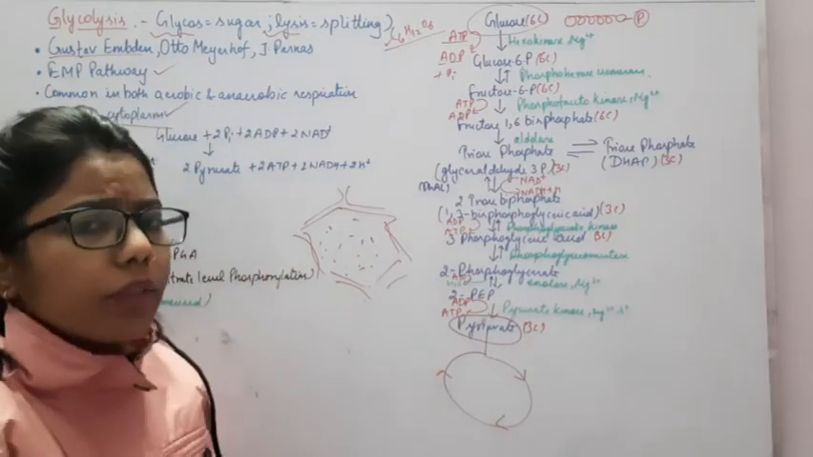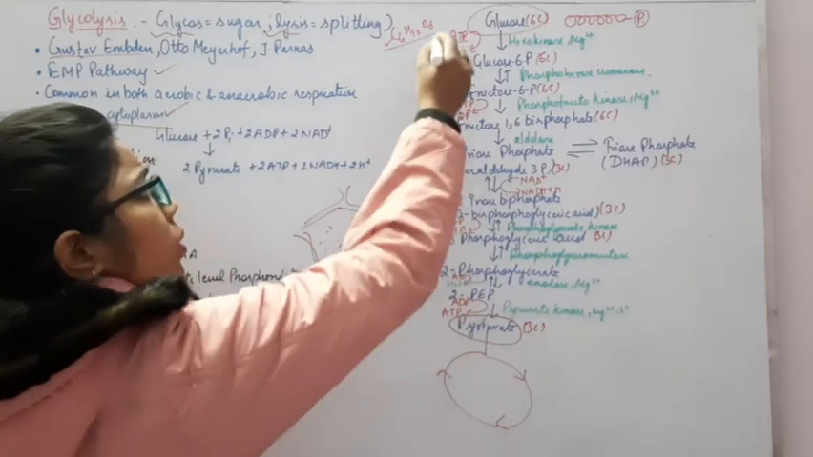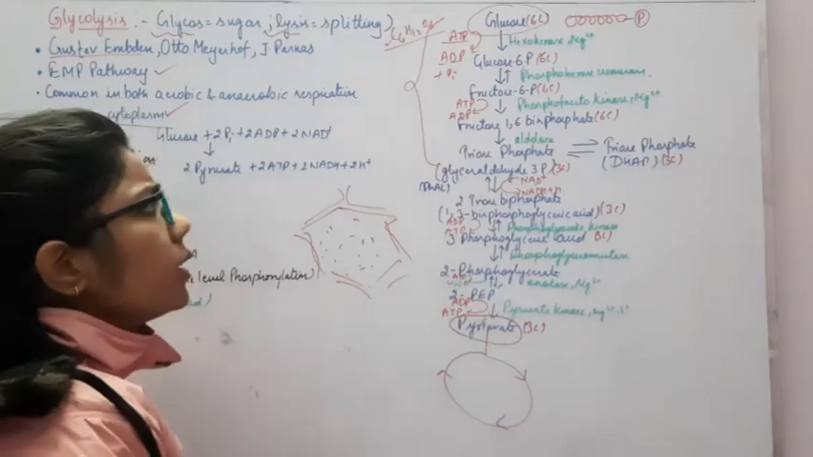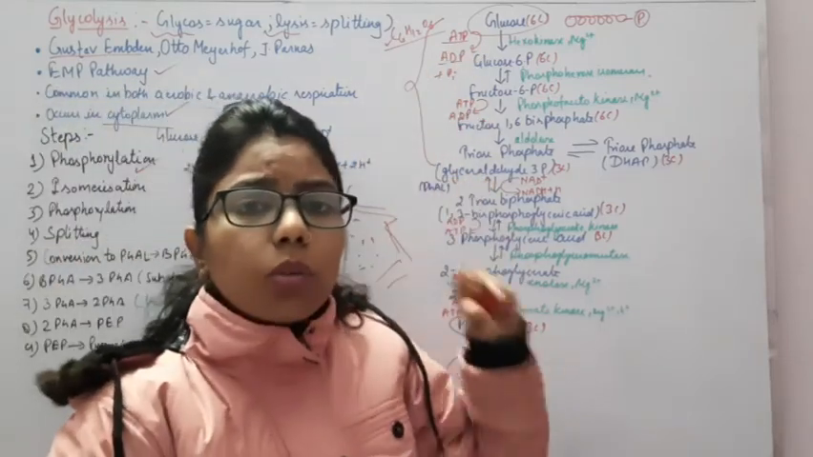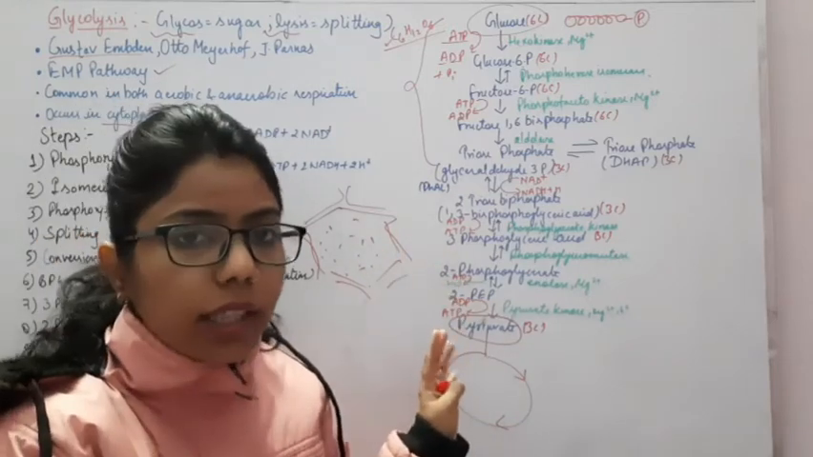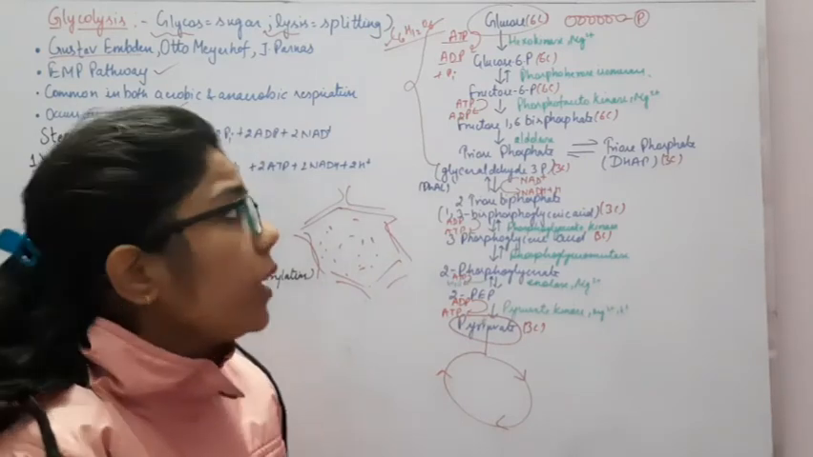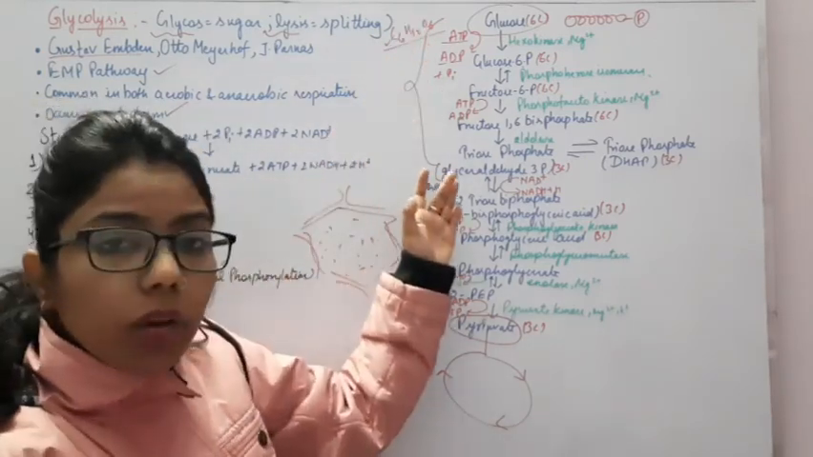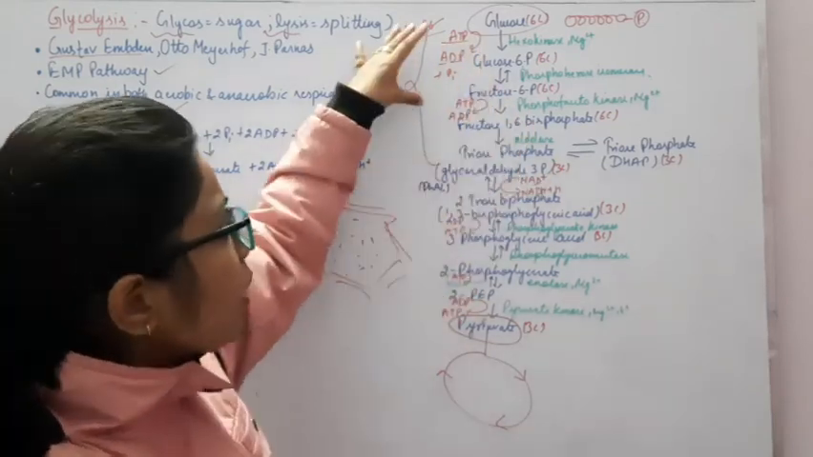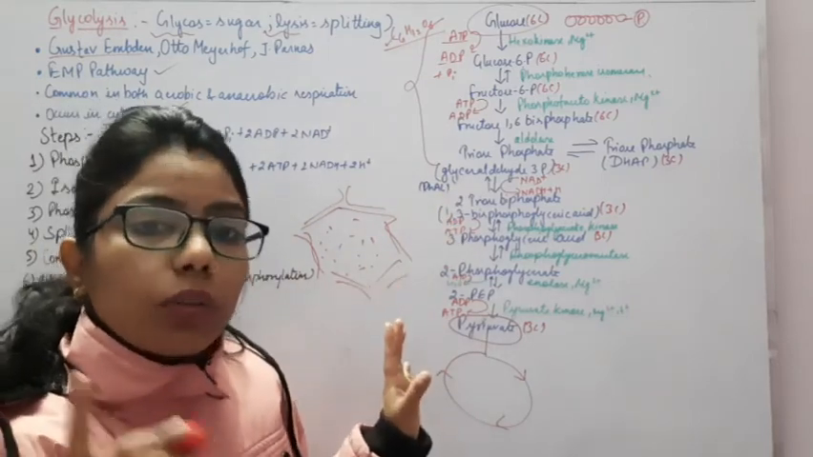One more important thing I have to discuss here: these are the different steps, right? If I talk about the steps up to here, these steps are known as the preparatory phase. We have divided glycolysis into two phases: the preparatory phase as well as the payoff phase. Preparatory means for the preparation, what is required? We require ATP. We are using ATP from this step to this step, for addition of the phosphate group.